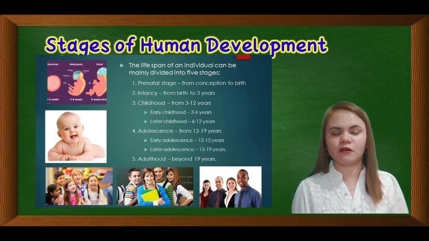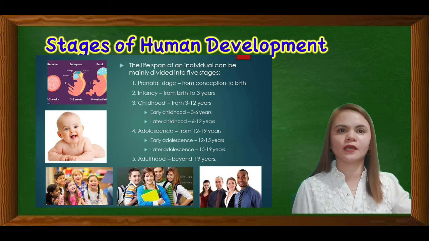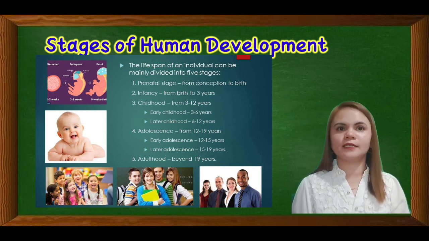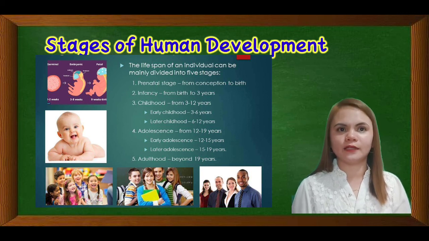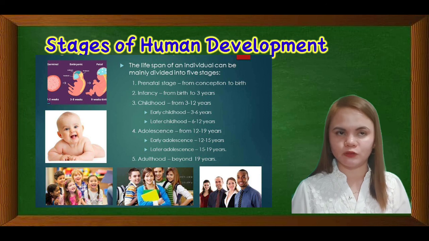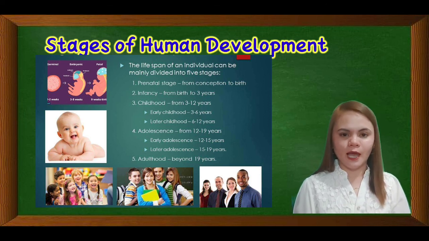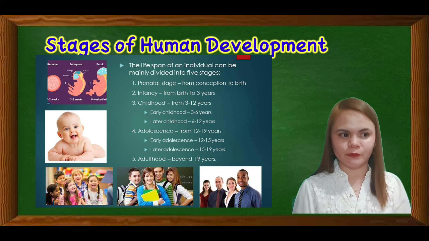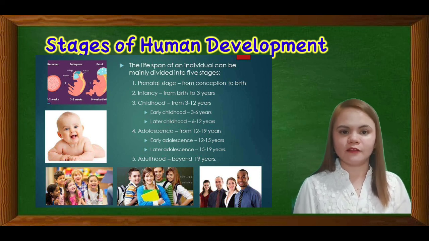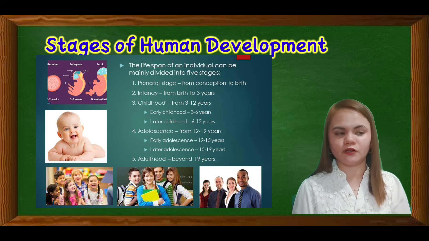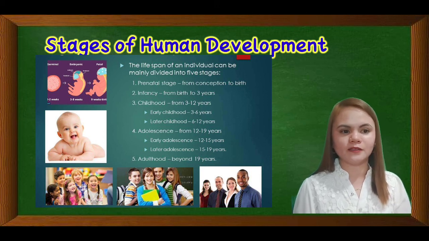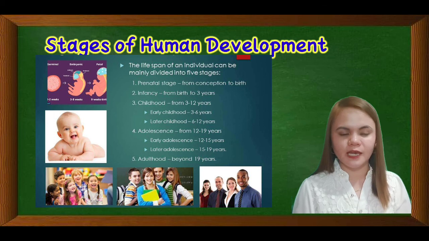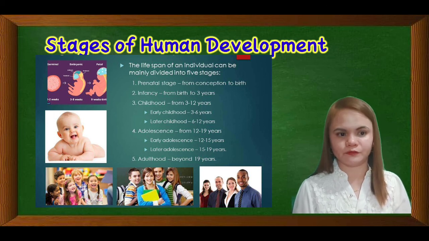Let's go to the stages of human development. The lifespan of individuals can mainly be divided into 5 stages. Number 1 is the prenatal stage, from conception to birth. The process of prenatal development occurs in 3 main stages. The first 2 weeks after conception are known as the germinal stage. The third through the 8th week is known as the embryonic period. And the time from the 9th week until birth is known as the fetal period.